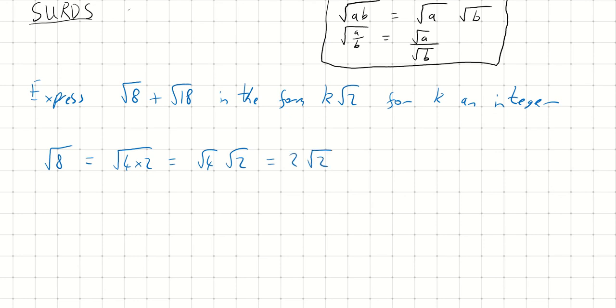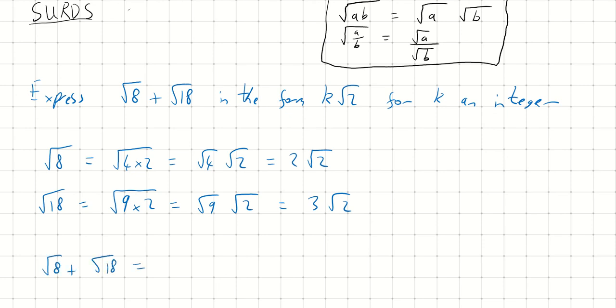So we've written root 8 in terms of root 2. We'll do the same thing for root 18. We want this in terms of root 2. Well, 18 is 9 times 2, so root 18 is root 9 times 2, which is root 9 times root 2, using our surd rules. Root 9 is 3, so this is 3 root 2. Now, combining these, root 8 plus root 18 is 2 root 2 plus 3 root 2. That gives us 5 lots of root 2, which is in the correct form that the question asks for. k is 5.